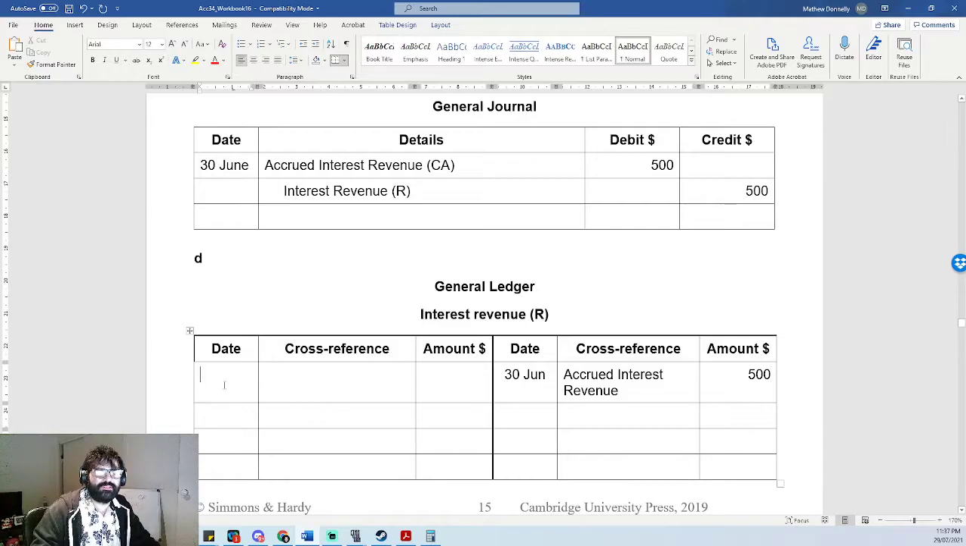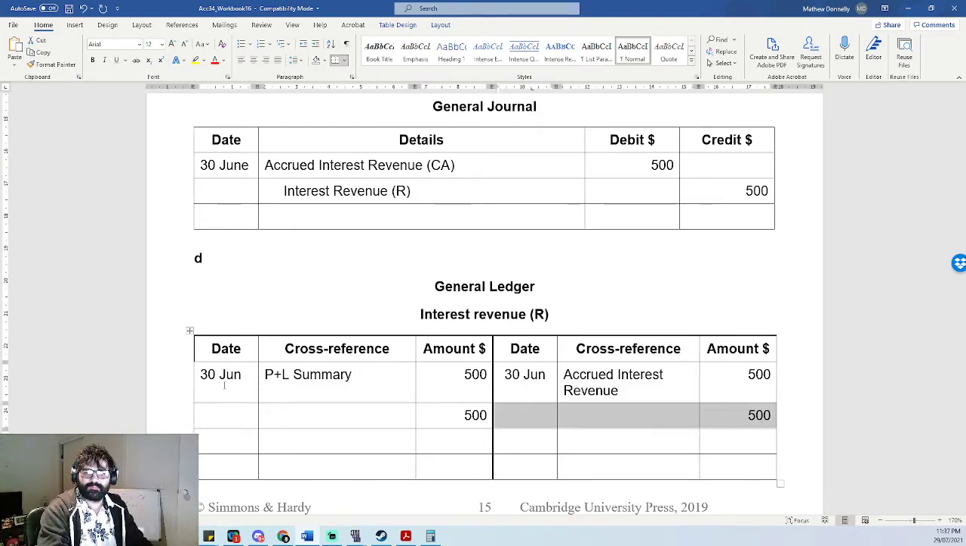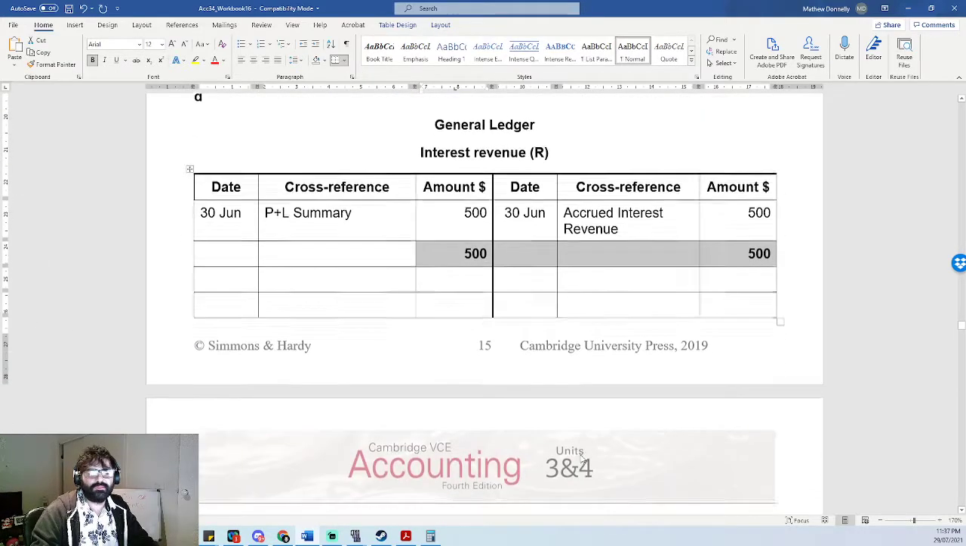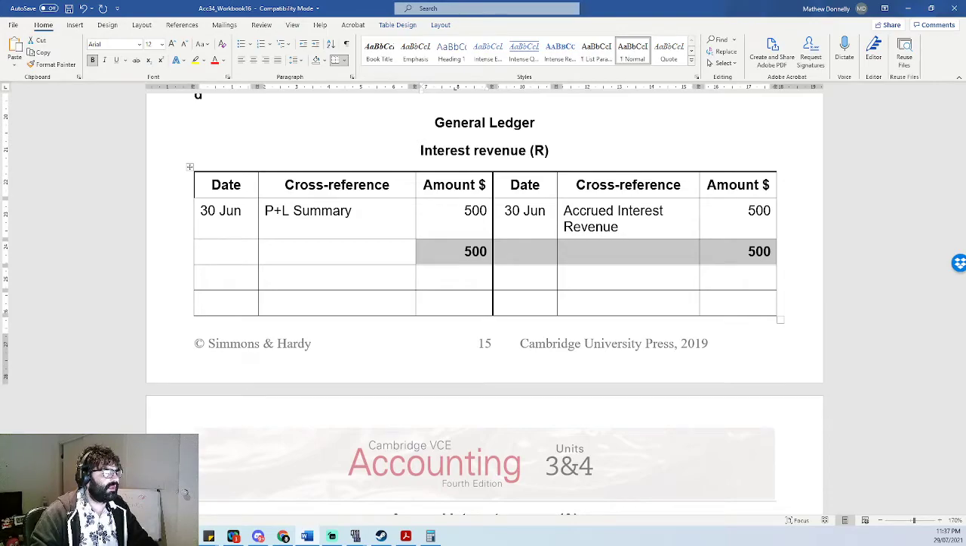Now, we are closing this off on the 30th, so we need to close revenue accounts. And how do we close off revenue accounts? Obviously, it is the P&L summary. 500, it's 500, and it's 500. That's it. It's closed off. Don't need to do anything else. That's the interest revenue account done.